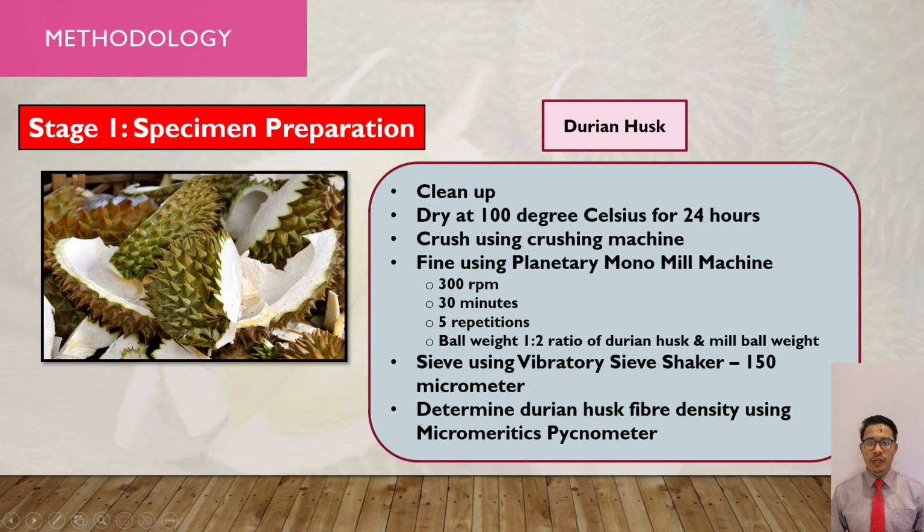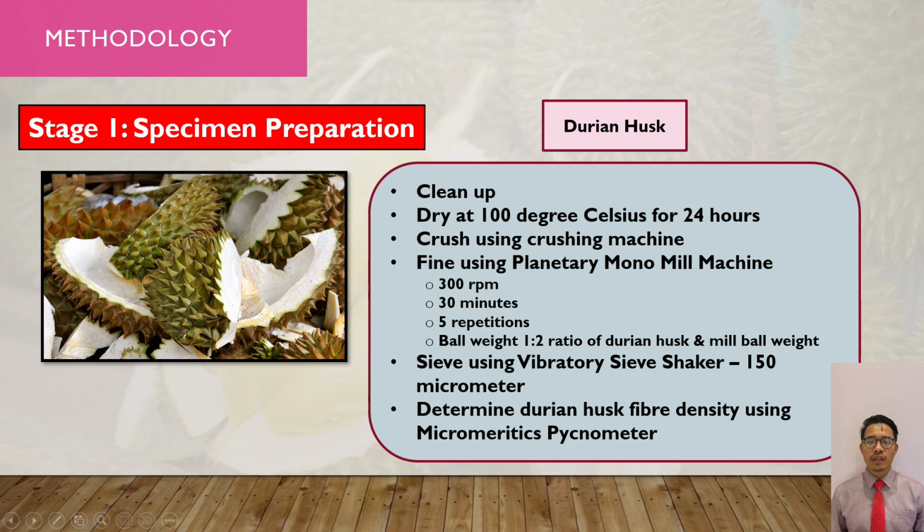Durian husk will also be obtained at a durian stall around Shah Alam, and the durian husk will be cleaned and dried at 100 degrees Celsius for about 24 hours. Then the dried durian husk will be crushed using a crushing machine at the Composite Lab in the Engineering Faculty, and the crushed durian husk will be milled using a planetary mono mill machine at 300 RPM for 30 minutes with 5 repetitions. The ratio of durian husk to mill ball weight is 1:2. The fine durian husk fiber will be sieved using a vibratory sieve shaker until 150 micrometers.